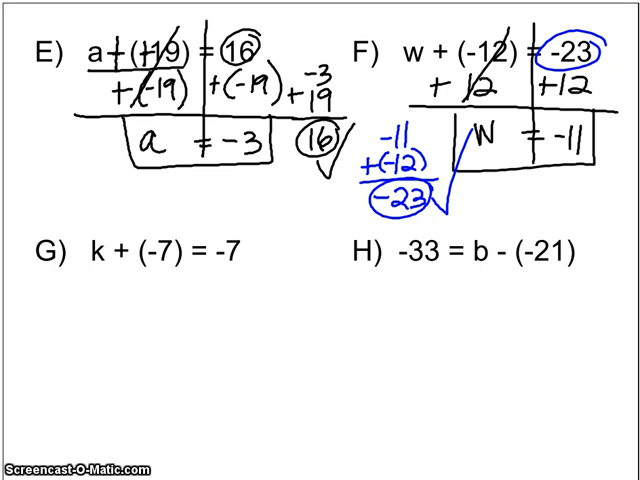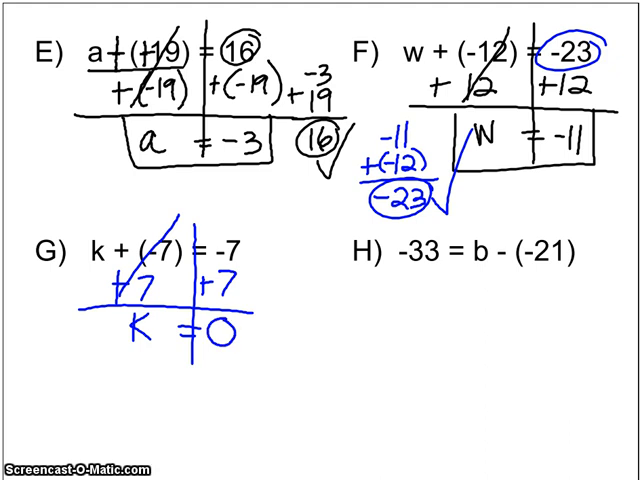Moving on. G. Again, I'm going to add, but I'm going to add the opposite. The opposite of negative 7 is a positive 7. Okay, cancel out. I have negative 7 plus its opposite. What happens when we add opposites together? We get 0. And if I plug 0 back into my equation, 0 plus a negative 7, I have more negatives, and the signs are different, so I subtract. Check.